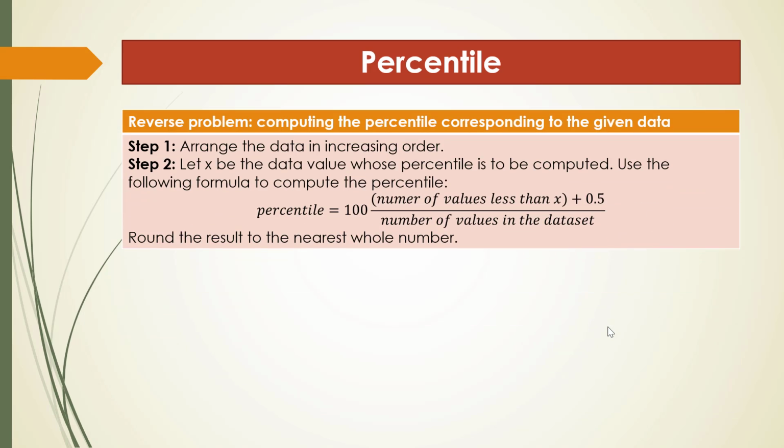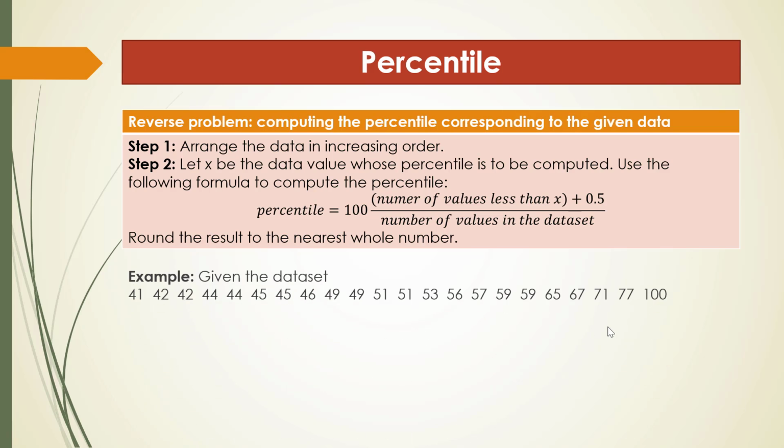And we have the reverse problem. For the last problem, we were given the p value and asked to find the p percentile. Now in the reverse problem, we need to compute the percentile corresponding to the given data value. To do so, the first step, we also have to rearrange the data in increasing order. Step 2, let x be the data value whose percentile is to be computed. Use the following formula: the percentile is 100 times the number of values less than x plus 0.5 over the number of values in the dataset, and then round the result to the nearest whole number.